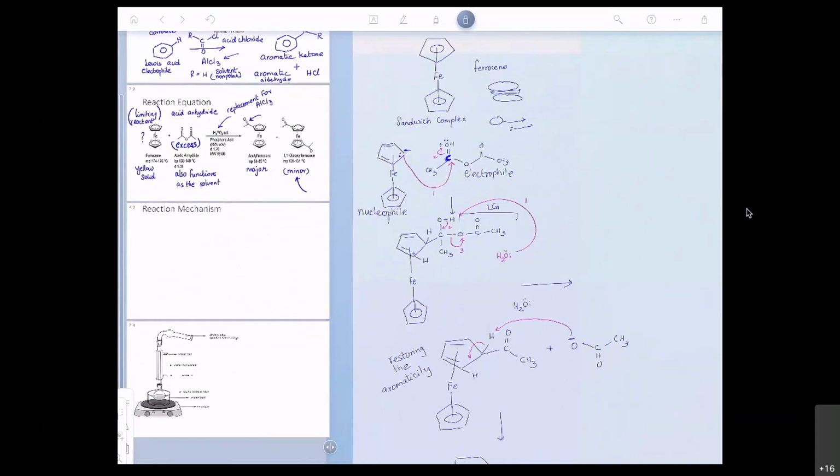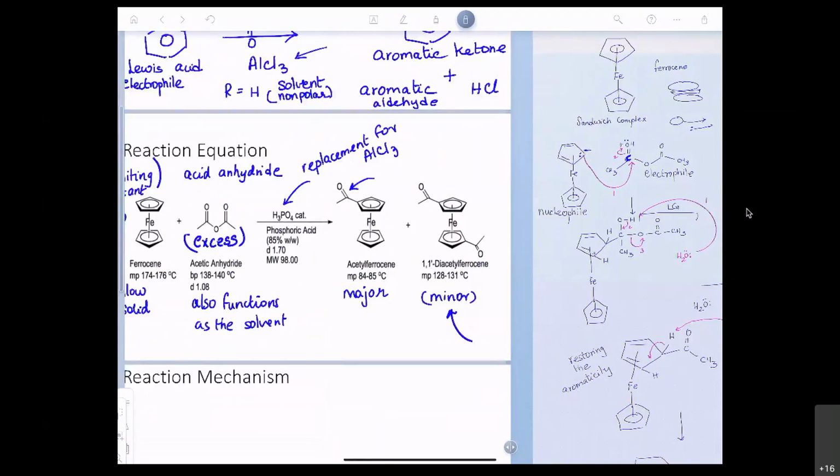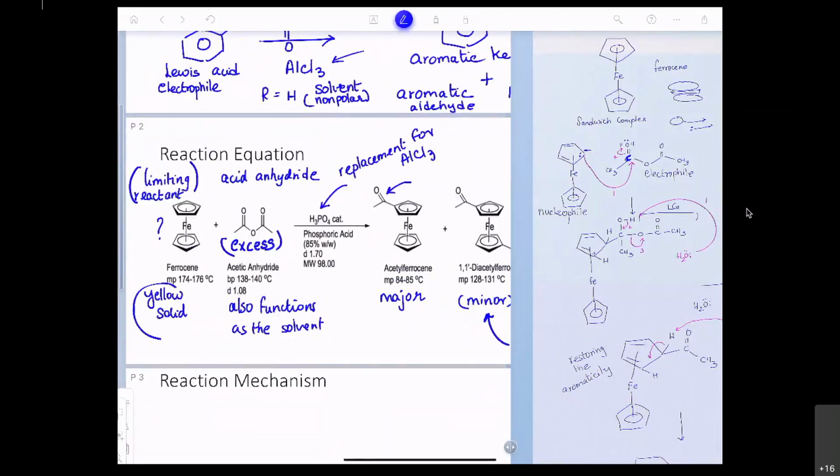Now, it's a nice visual reaction. The reason I say that is the ferrocene is a yellow solid, but this is a deep orange red solid. So you see an immediate transformation of the color. The reaction takes about 5 minutes. That's all it does. And in 5 minutes, the reaction is done, but usually we let it go for about 15 minutes to get a pretty high yield.